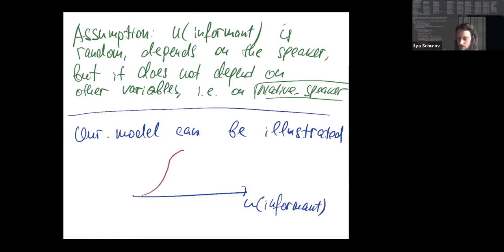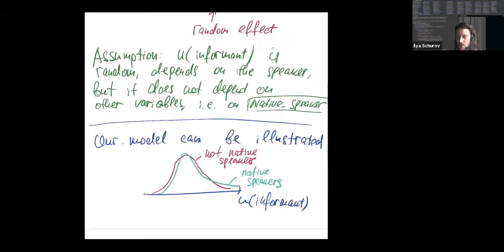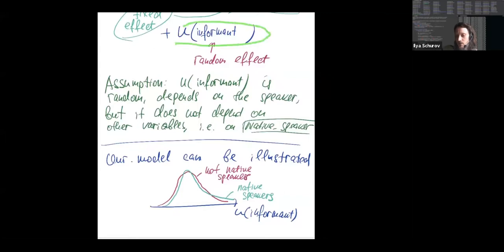Is something like this. So we have something like a normal distribution, probably, and it does not depend on the group. So I would have something like this. This is the distribution in one group, and this is the distribution in another group. So, for example, this is native speakers, and this is not native speakers. So we believe that each informant gets their own value of u just at the beginning, and the distribution from which this value u is obtained does not depend on the group.